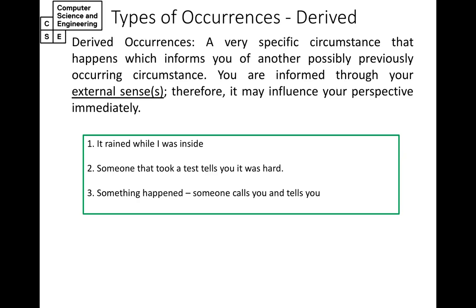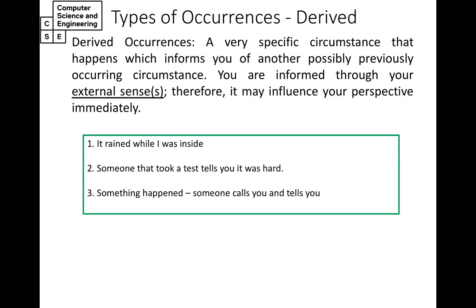Now, you could just say that these occurrences really don't affect you at a given time, and that's true. So we could leave this one out and just say, well, it's either direct and it's outside of a person, or it's internal and it's inside of a person. The reason we add this here is because it actually did happen at that time. It just happened and you weren't directly aware of it.